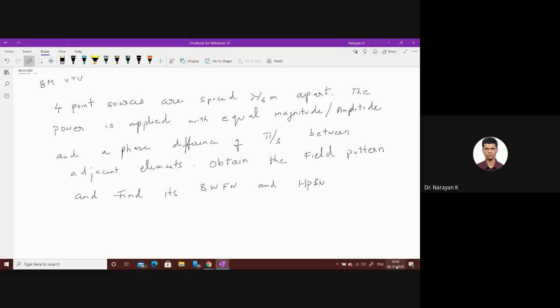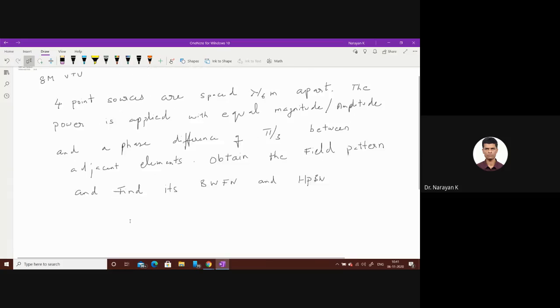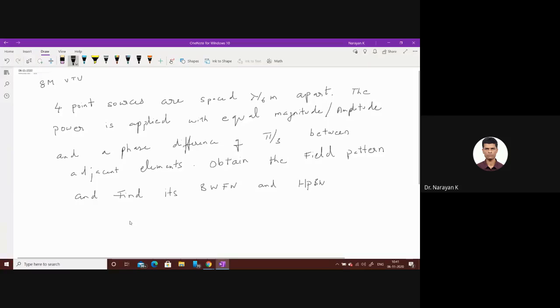Four point sources are spaced lambda by 6 meters apart. So your distance d is lambda by 6. The power is applied with equal amplitude but with a phase difference of pi by 3.